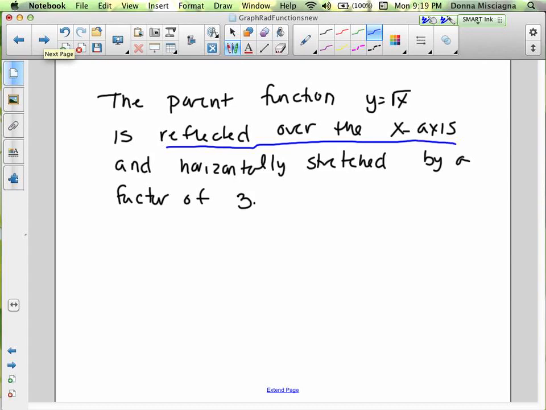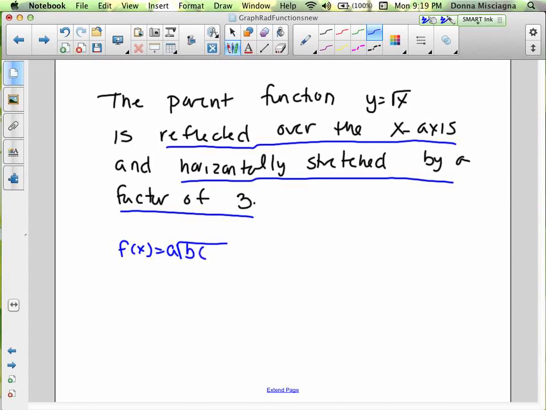And so I didn't put any translations with it. Reflected over the x-axis, horizontally stretched by a factor of 3. All right, so our equation, remember, will be f of x equals, this time it's the square root, but it won't be any different, square root, cube root, a times the square root of b times x minus h, plus k. Plugging in will be exactly the same, just the index on the radical changes. The graph is different, but in terms of writing it's not much different.